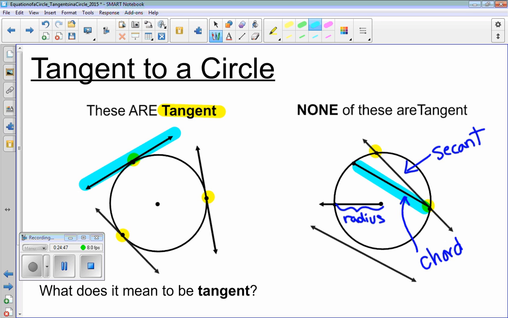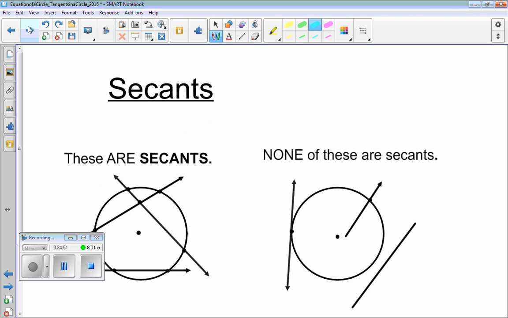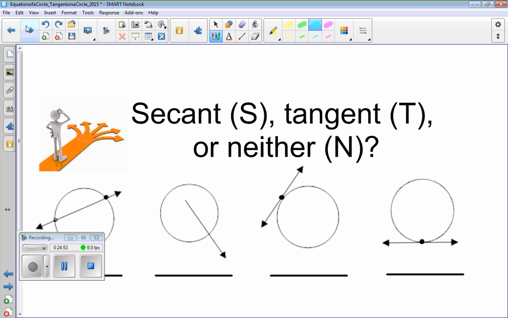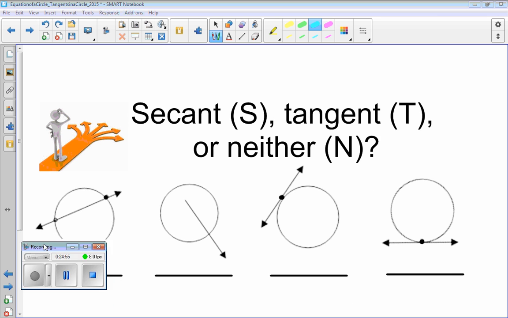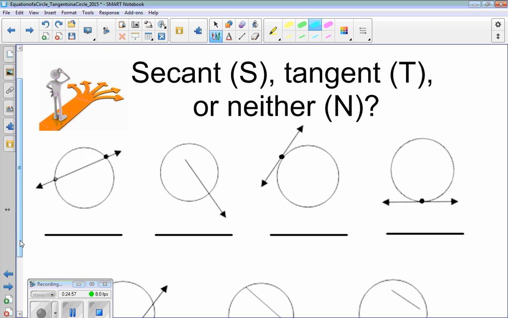What's a tangent? What's a secant, radius, chord? Now, again, I already told you what a secant was. Let's just make sure we can decide really quickly. The first one, it's definitely a secant. How about the second one? Neither. Tangent. Okay, so we know the difference. Would you agree? We know the difference between a secant and a tangent. Good.